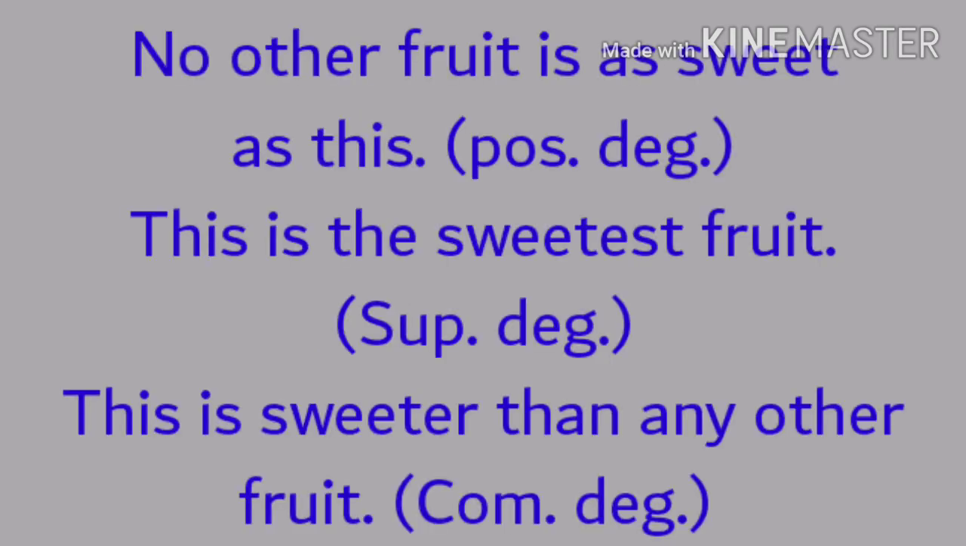I shall give you one more example to make it thorough. The sentence is in positive degree. No other fruit is as sweet as this. As sweet as this. Sweet, positive degree. And we have to frame first the superlative degree form. So this is the sweetest. Sweet, sweetest. This is the sweetest fruit.